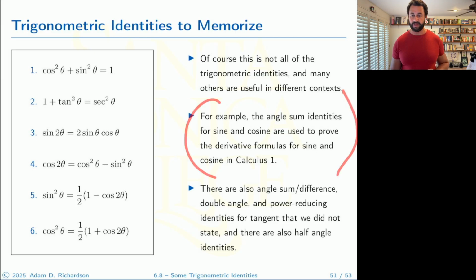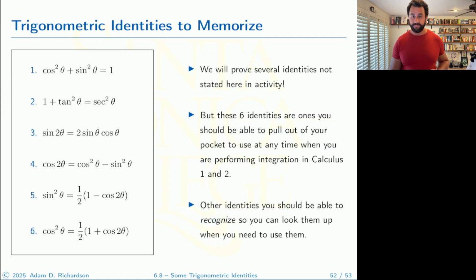Yeah, and I mentioned this about the angle sum and difference identities. You'll use those to prove things in Calc 1 and Calc 2 and so on. There are also angle sum and difference, double angle, and power reducing identities for tangent that we did not state. And there are also half angle identities. There's just a million identities. You can look them up on that Wikipedia link that I posted earlier in the lecture, but there's a ton, okay? We're actually going to prove several of the identities that are not here during the activity to help you practice proving identities, okay? So we're going to do that in activity to give you some practice.